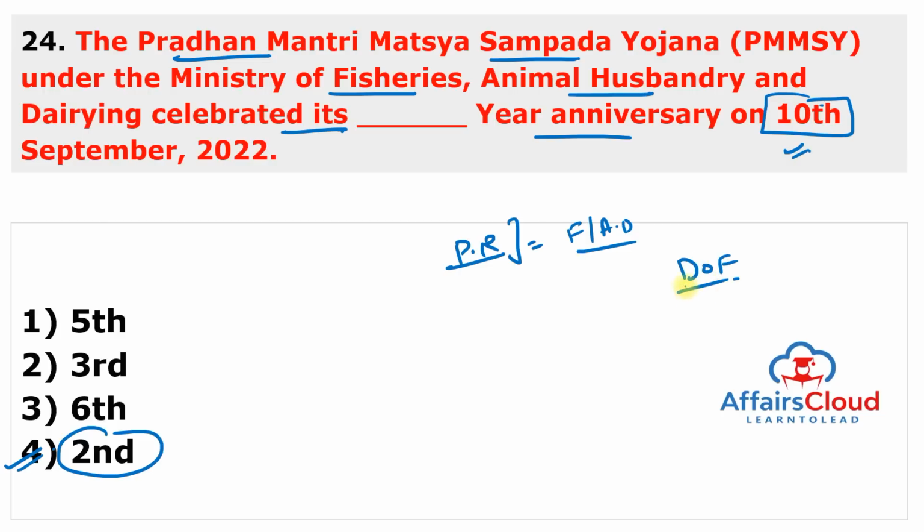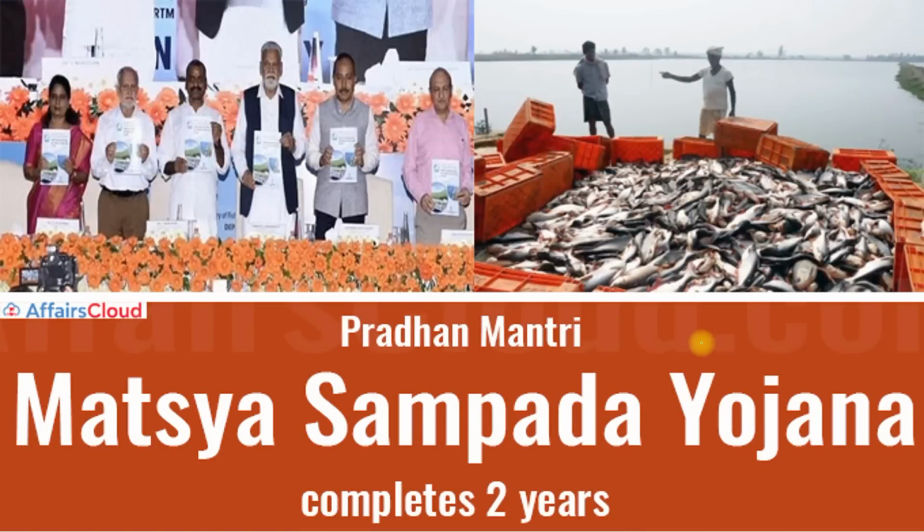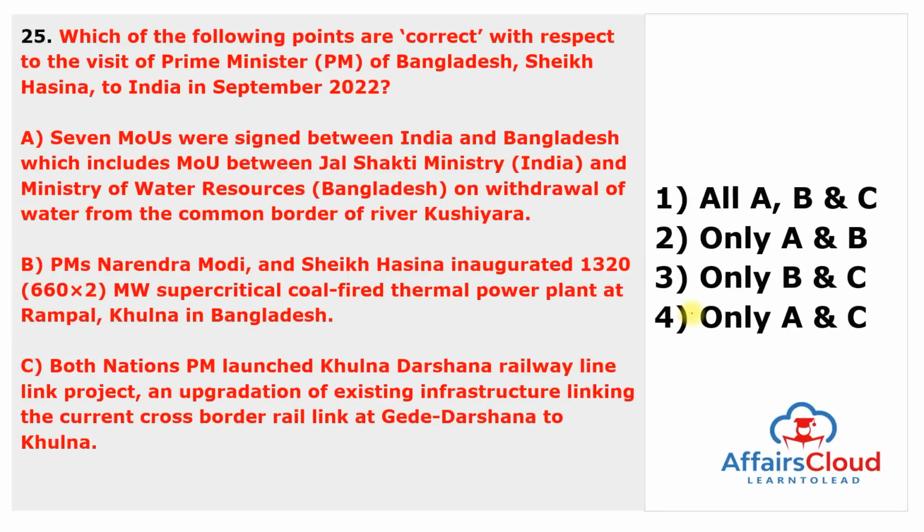So a booklet on this scheme, Prime Minister Matsya Sampada Yojana, and its achievements and other documents were also released during the ceremony. And from 2019-20 to 2021-22, the fishery sector had an incredible growth of 14.3%. Moving to next question. You can also see here, Prime Minister Matsya Sampada Yojana completed 2 years.